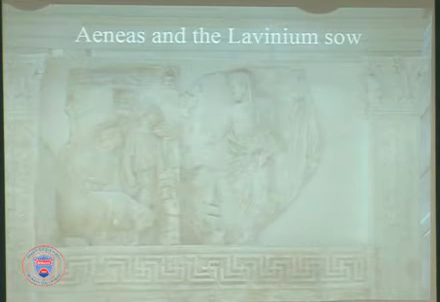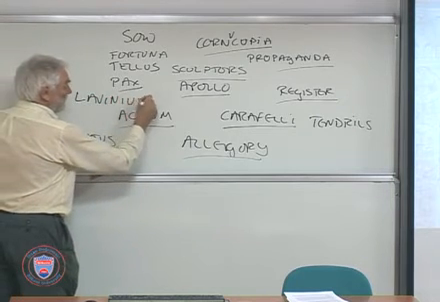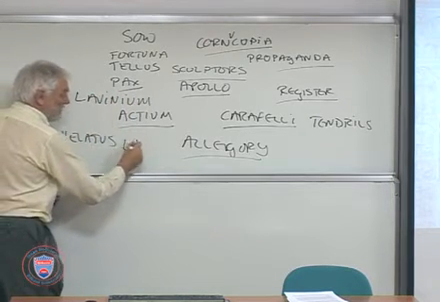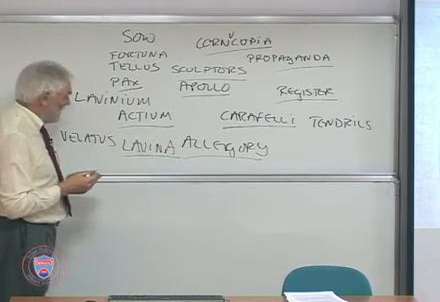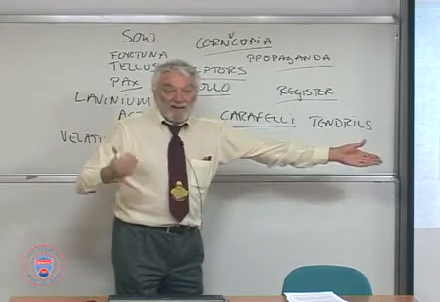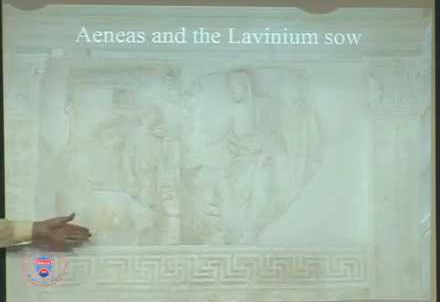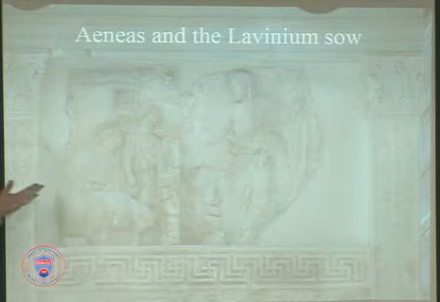This is what he sees. He decides to create a new city there, which he calls Lavinium, after his wife, Lavinia, daughter of the king of Latium. So this is the Lavinium sow. This refers to this episode in the tradition of Aeneas.